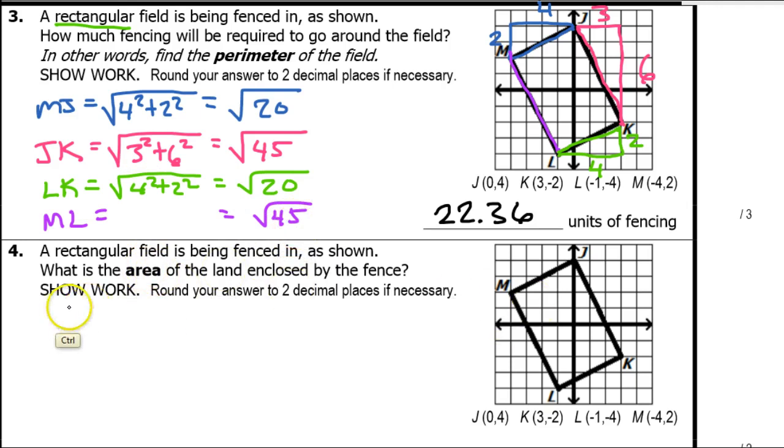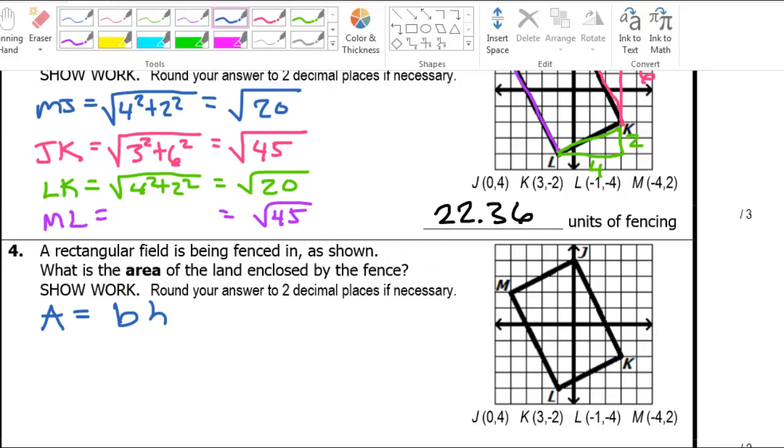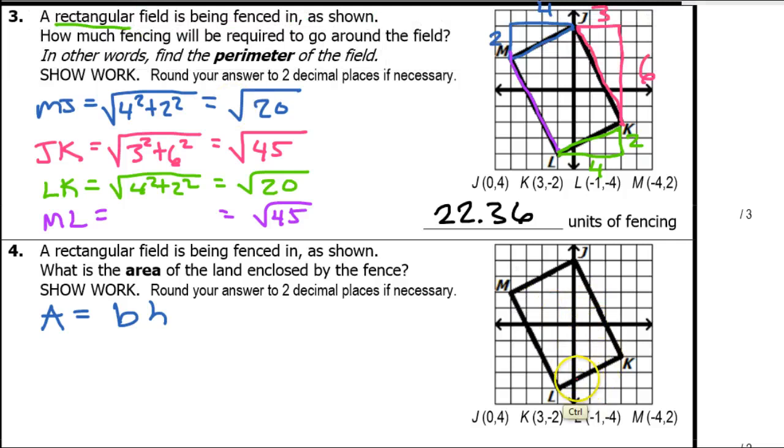So the area of a rectangle is base times height. So the area is going to be base times height. You can pick any side you want to be the base. Normally I would pick a side that's vertical or horizontal if I could, but there are none. So I'm just going to pick this side LK to be the base. Now the height must be perpendicular to that. For example, the height could be ML.